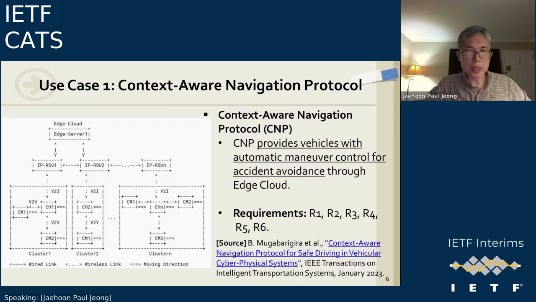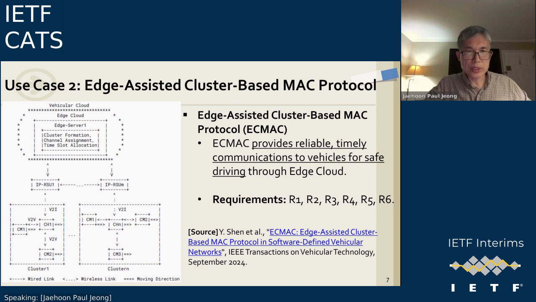So from now on, I will shortly explain the use cases. Okay, context-aware navigation protocol. This one provides the vehicle with automatic maneuver control to avoid accidents through the edge side. The requirements are on the previous slide. We have several requirements, and those requirements are addressed. Next one is an edge-assisted cluster-based MAC protocol to provide timely and reliable communication. Also, the edge server can provide some resource allocation in advance.